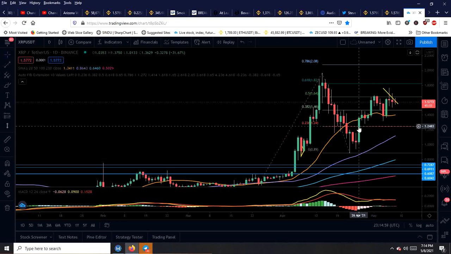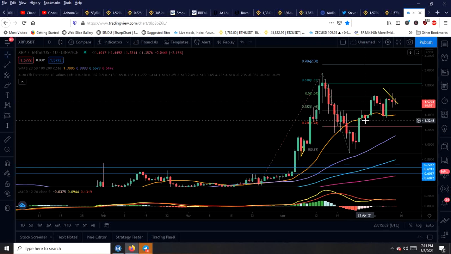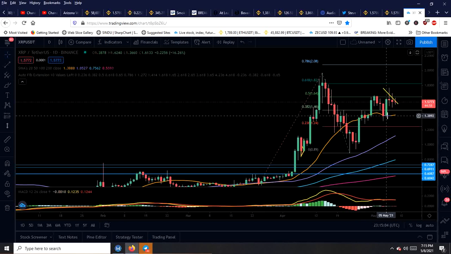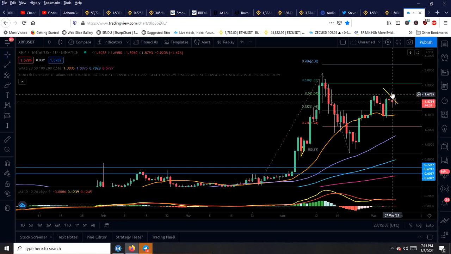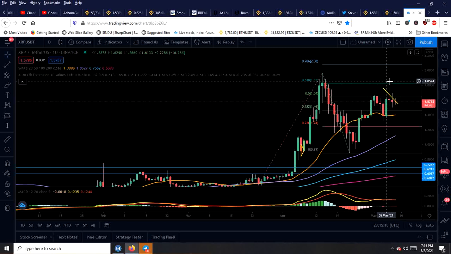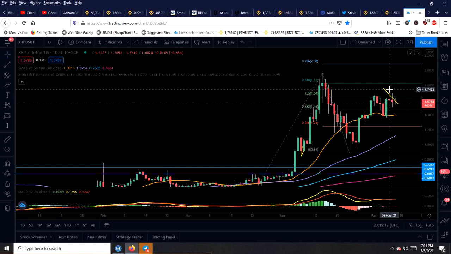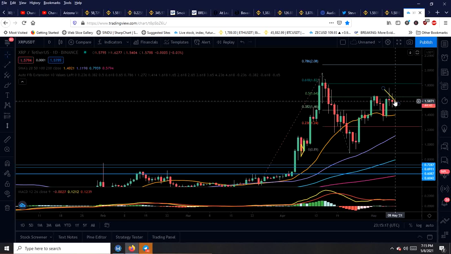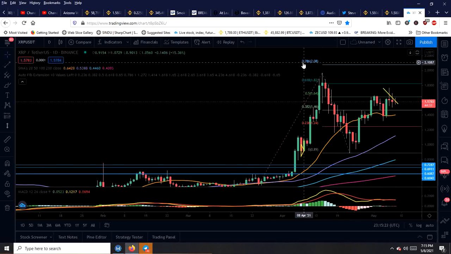$1.24, where we're holding very nicely, is a 0.236, excuse me, the fib extension. We flattened nicely on the 20, as you can see. And we ran all the way up. Didn't quite get to the 0.618 fib, $1.82. So we're still looking for that. You can see this line that we've drawn again that we're looking to bust through, which I think is going to happen very soon. And again, our upper target, 0.786 fib, $2.08.